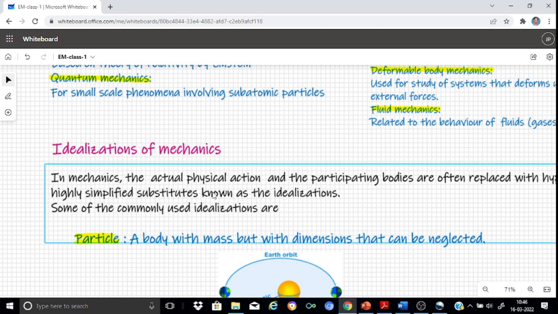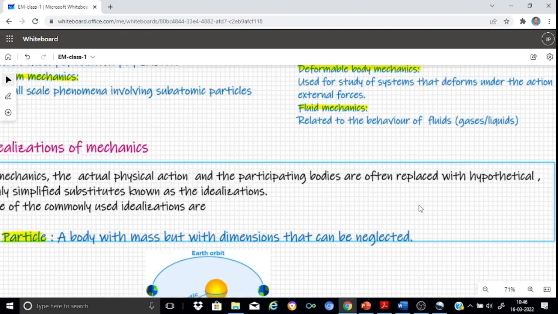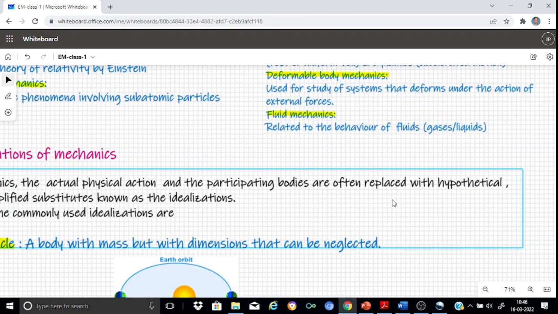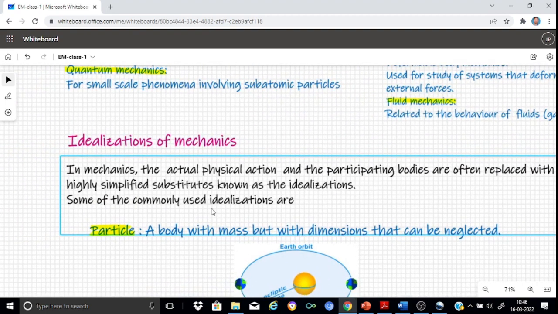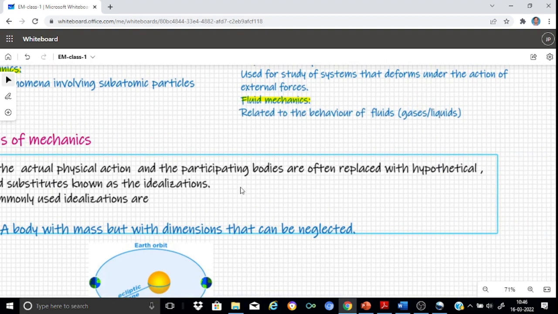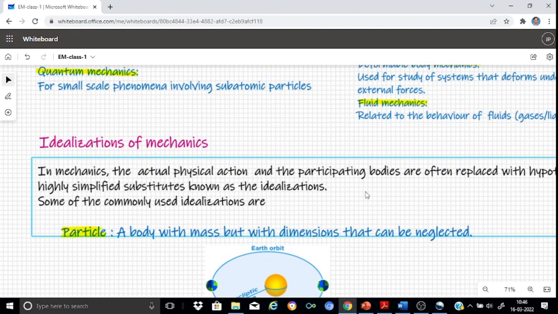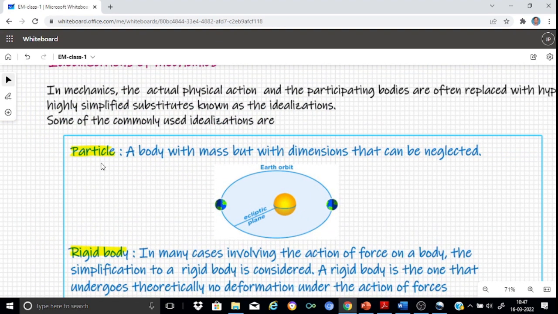In mechanics, the actual physical action and the participating bodies are often replaced with hypothetical and highly simplified substitutes, and these hypothetical or simplified substitutes are known as idealizations. Some of the commonly used idealizations are: 1. Particle. What is a particle? A particle is a body with mass but with dimensions that can be neglected.